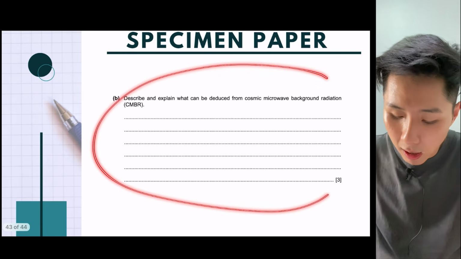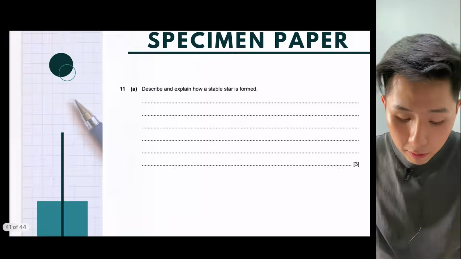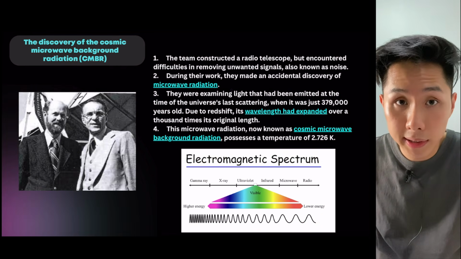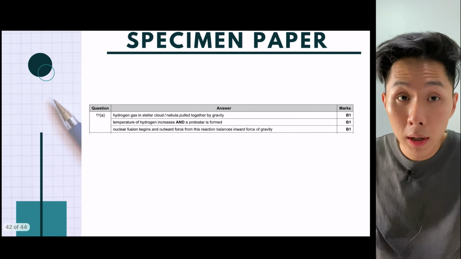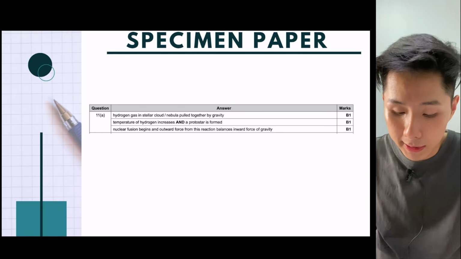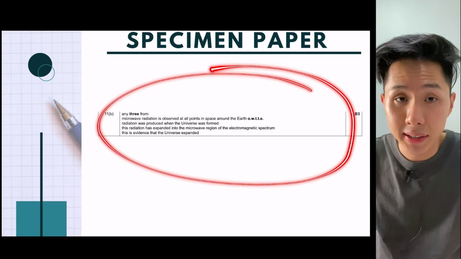They also ask what you can deduce from the cosmic microwave background radiation. The topic we discussed here is that the redshifting effect shows that the universe began way longer ago, and there was a point at which the universe began, which is known as the Big Bang theory. If we look at the answers, you can use any of the answers here.